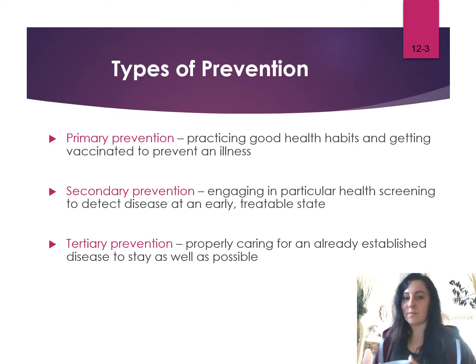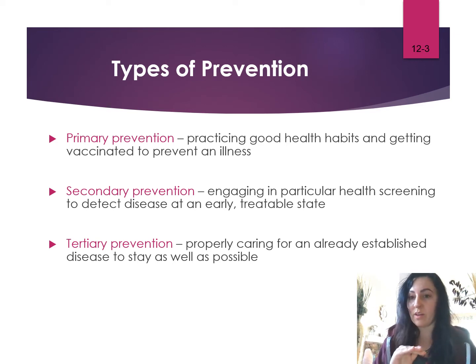Let's say, for instance, we already know we have high cholesterol. Well, high cholesterol can lead to a variety of different ailments, like heart disease, that can cause other problems. So tertiary prevention is knowing what you already have, a well-established disease or something like that, and then taking measures to make sure nothing else happens.